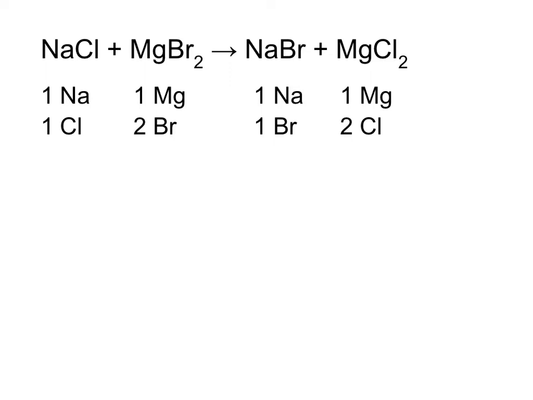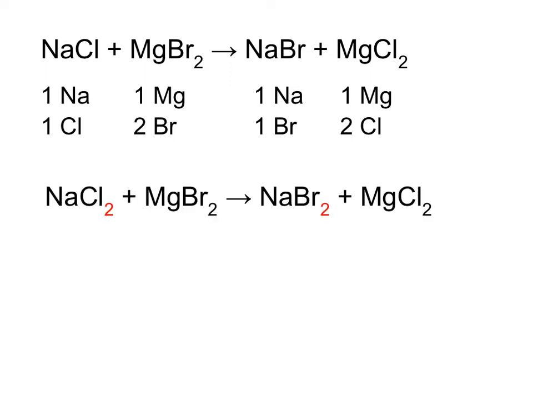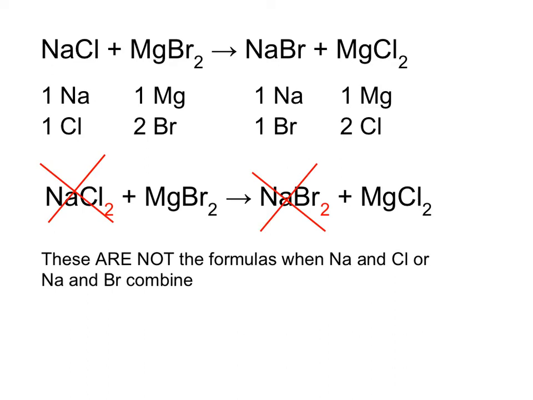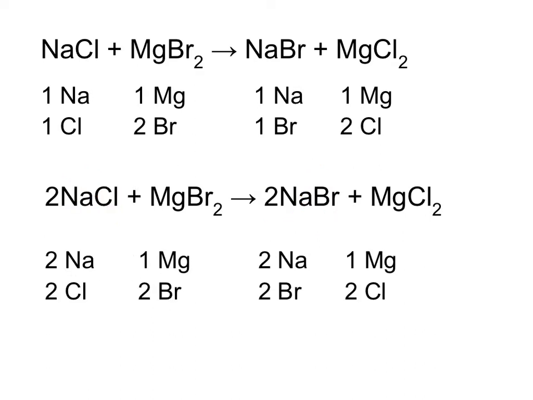And so again, it's really tempting to just fix it like this. We can have NaCl2 plus MgBr2 gives us NaBr2 plus MgCl2. However, we learned in the last unit that that is not the formula for when Na and Cl combine or when Na and Br combine. We have to still stick to all of the rules that we learned in the last chapter about how to write chemical formulas.